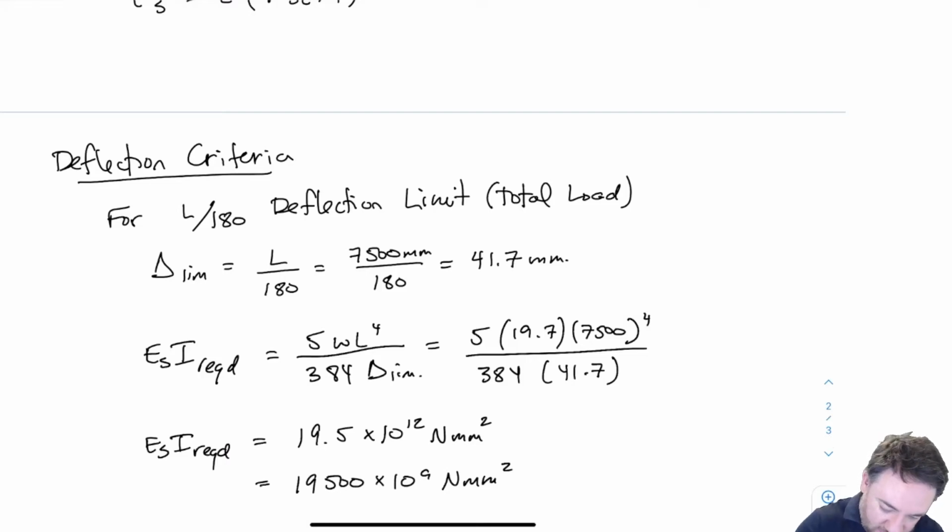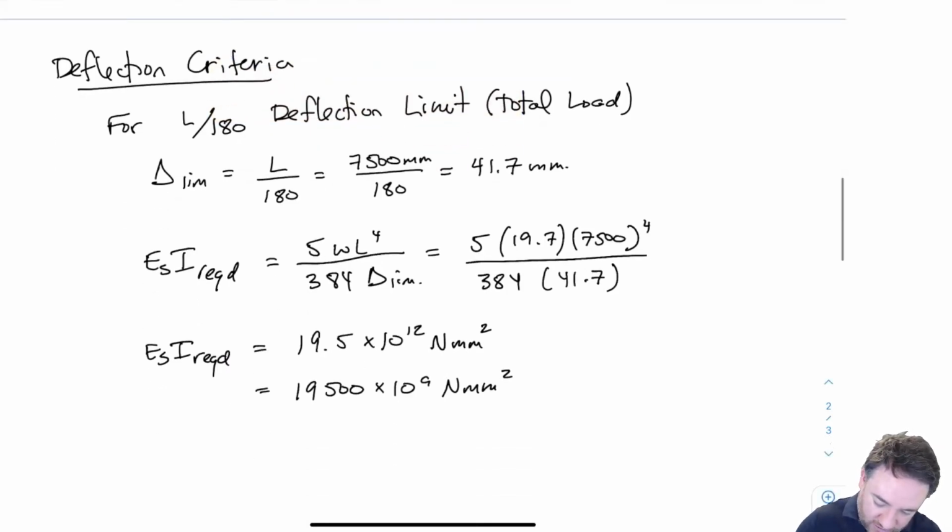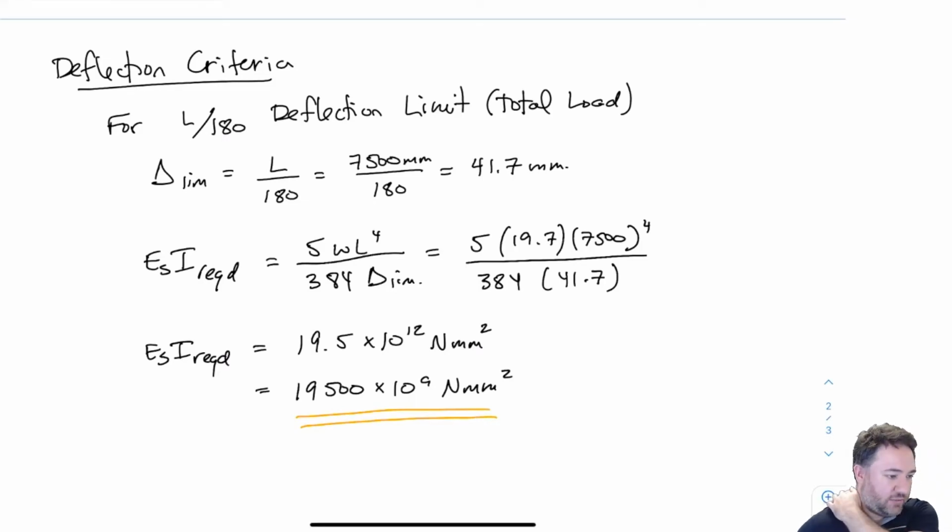Okay, and this is the number that we're going to look for. As long as we pick a beam that has a higher ESI than this, then we're going to be good to go. And in the tables, it's given as ESI. I could just as easily divide this by ES because I already know what my ES is, and then search for a beam that has an appropriate I. In this case, for the design tables, it's more convenient to do it this way.